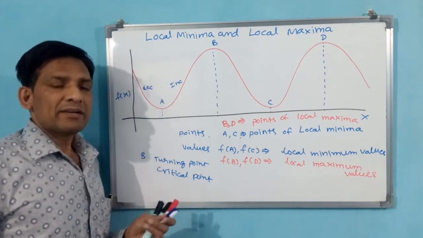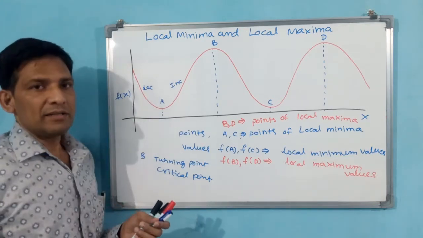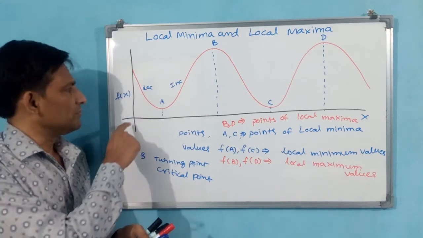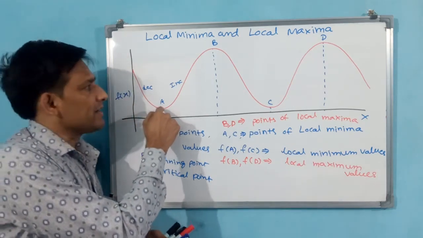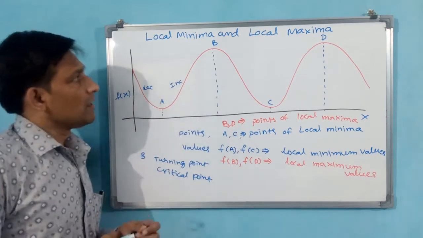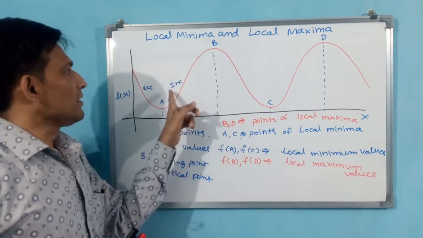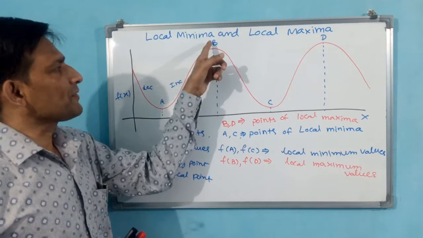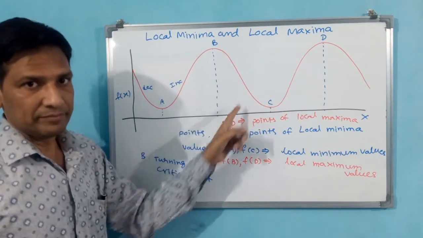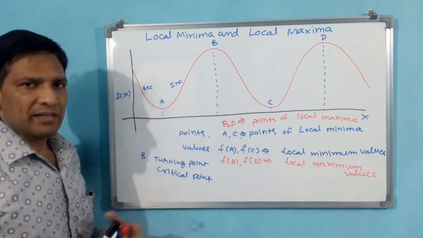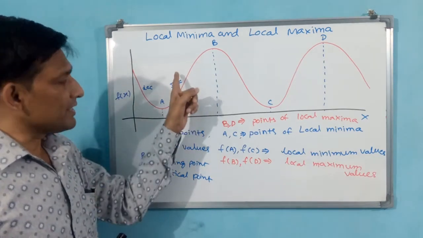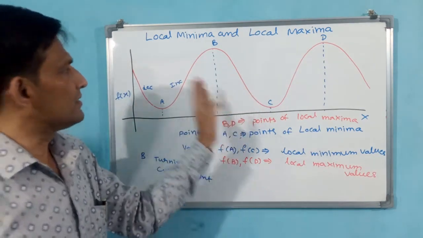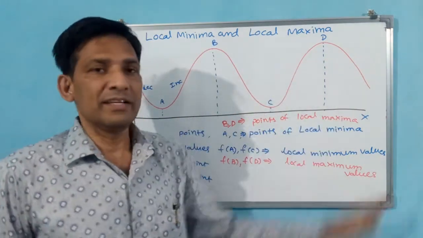Why turning point? Turning point means it is changing the direction of the value. See, earlier decreasing was there. After this turning point, increasing has come. If you see with B, earlier increasing was there. After B, decreasing will come. Like this, critical point also. Earlier decreasing, afterwards increasing, or earlier increasing, afterwards decreasing. Like this, increasing, decreasing, increasing, decreasing is there.